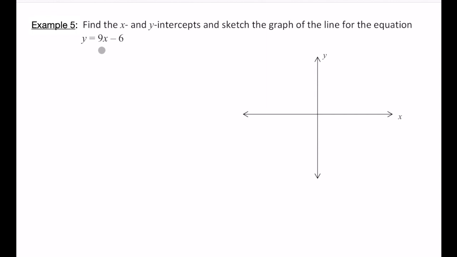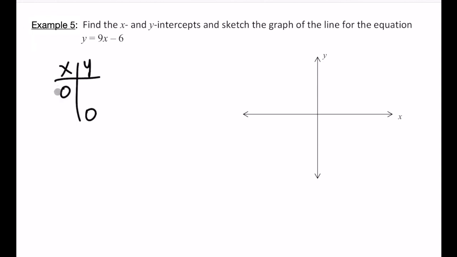Here we have another equation of a line, two variables with exponents of 1. This equation also has the y isolated on the left side, but we can find the intercepts the same way we did in the last example. So let's start by making a table of values, with one ordered pair having x equal to 0 and another ordered pair having y equal to 0.